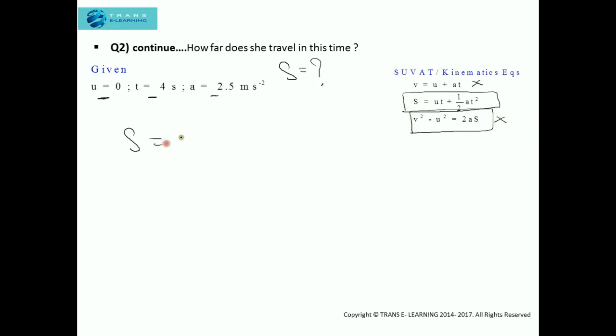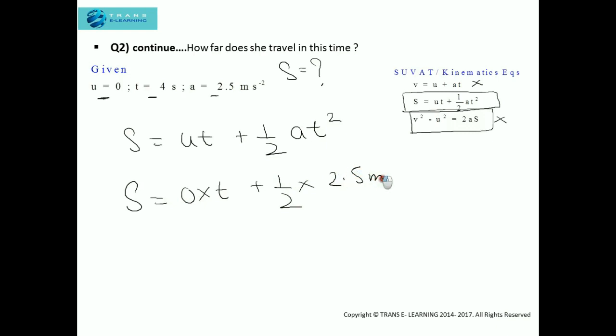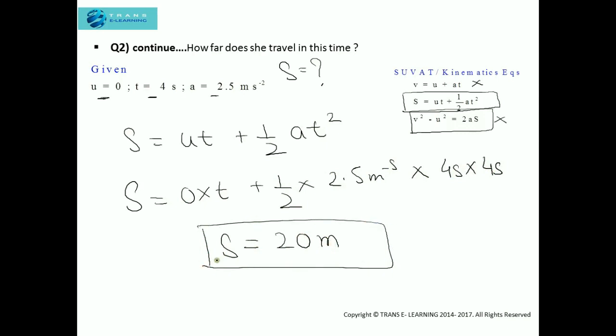So this is s equals ut plus half at square. The distance traveled by the girl will be 0 into time plus half, acceleration is 2.5 meters per second square, into time square, which is 4 seconds into 4 seconds. So on solving this, we will get the value as 20 meters. So the distance traveled by the girl is 20 meters.